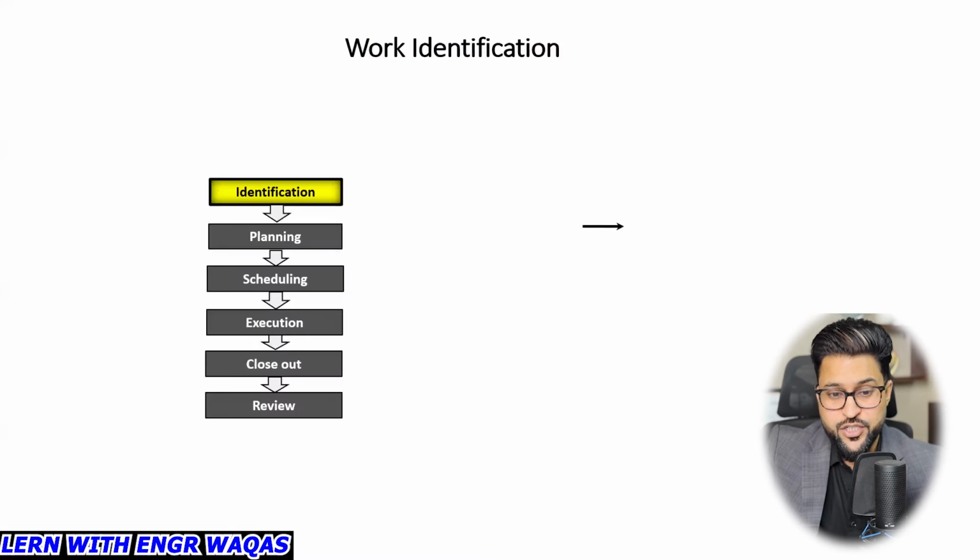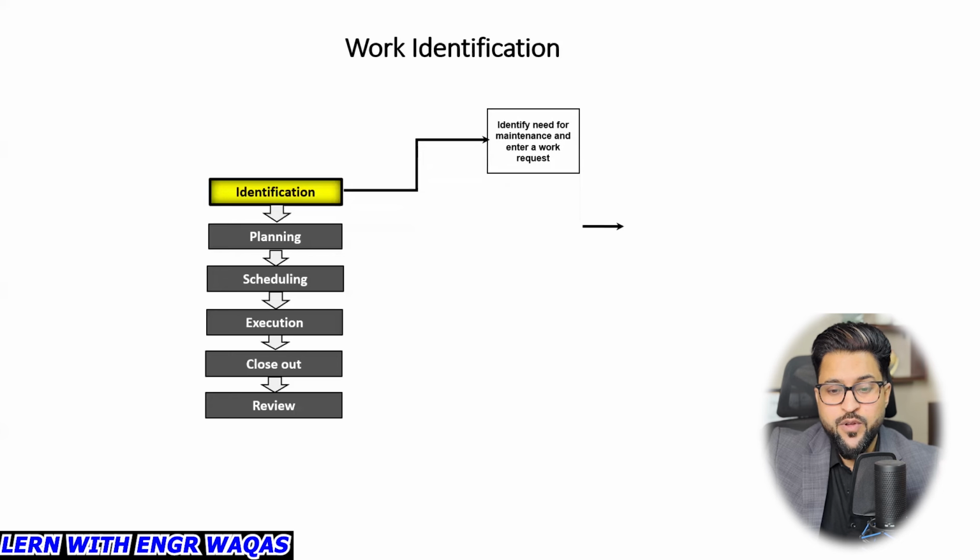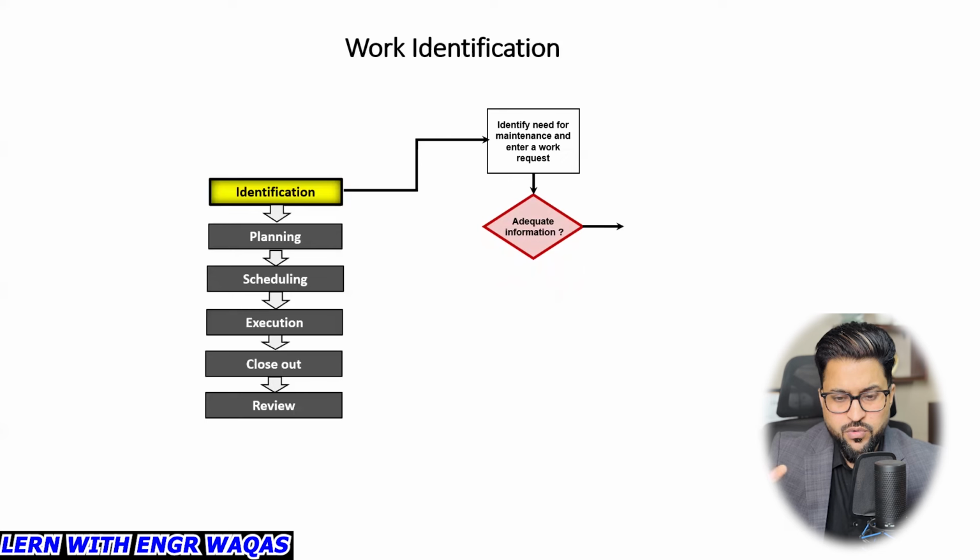So identification is going to lead: identify the need for maintenance and enter a work request. As a scope documentation, you have something troubled in your plant, and you are going to document that you need something repaired or maintained. If there is a valve, a pipeline, a machine, a heat exchanger, a cooling tower that needs some repairing work.